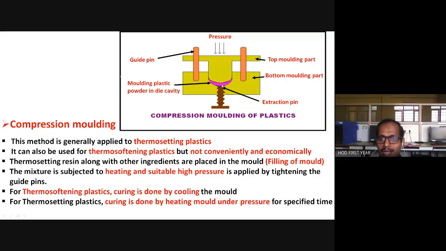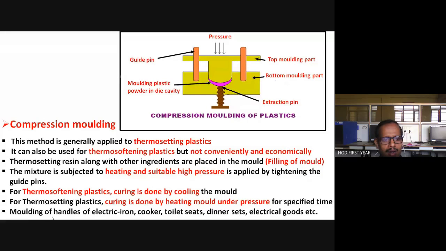So during that keeping the mold at a specified temperature and pressure, cross-linking or final polymerization is taking place. Okay, and final mechanical strength is achieved during that heating process only. So this step is very important. Curing is done by heating the mold under pressure for a specified time. Now molding of handles of electric iron, cooker, toilet seats, dinner sets, electric bowl, etc. These are the articles being fabricated with the help of this compression molding.